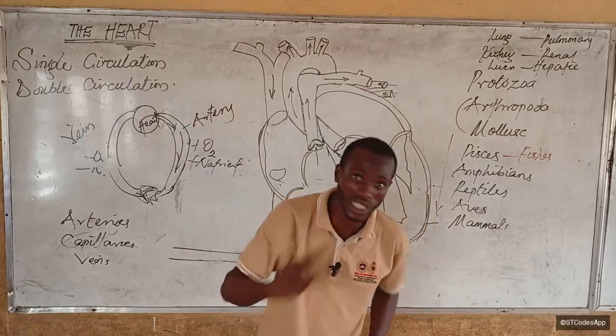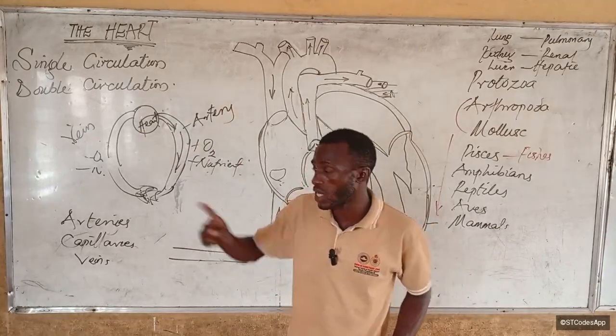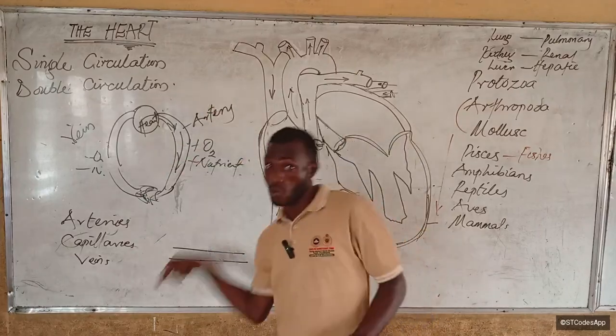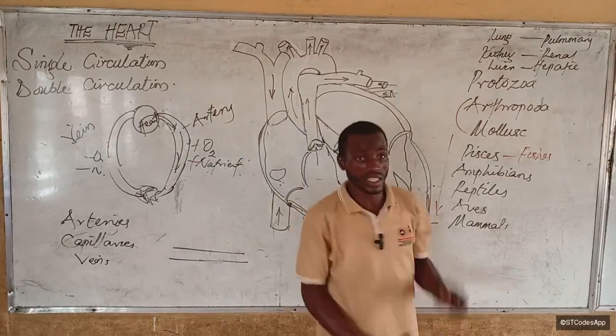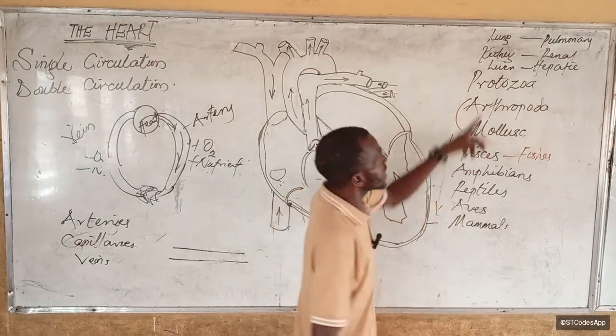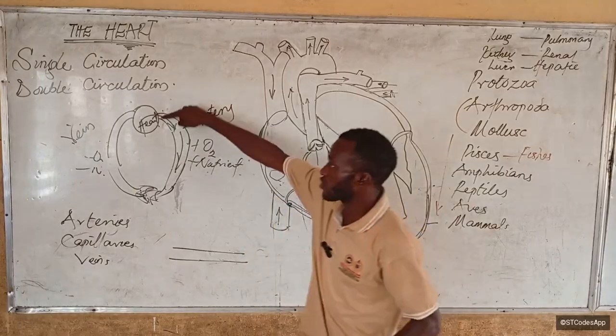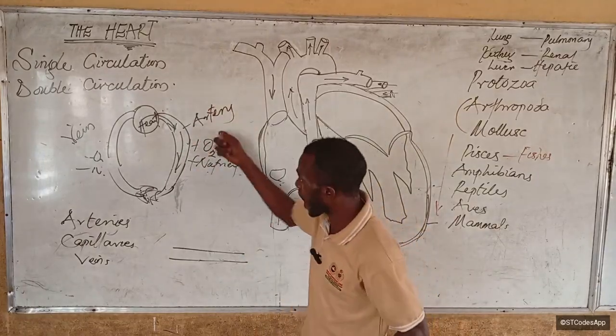Remember, artery takes blood away from the heart. So if it were going to the kidney, it's called the renal artery. Now, if it were going to the liver, it would be called the hepatic artery. If it were taking blood away, we call it artery.